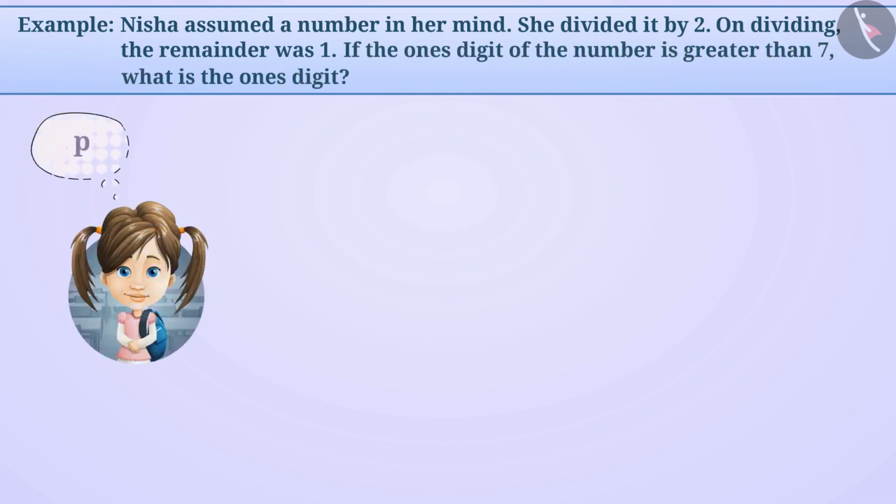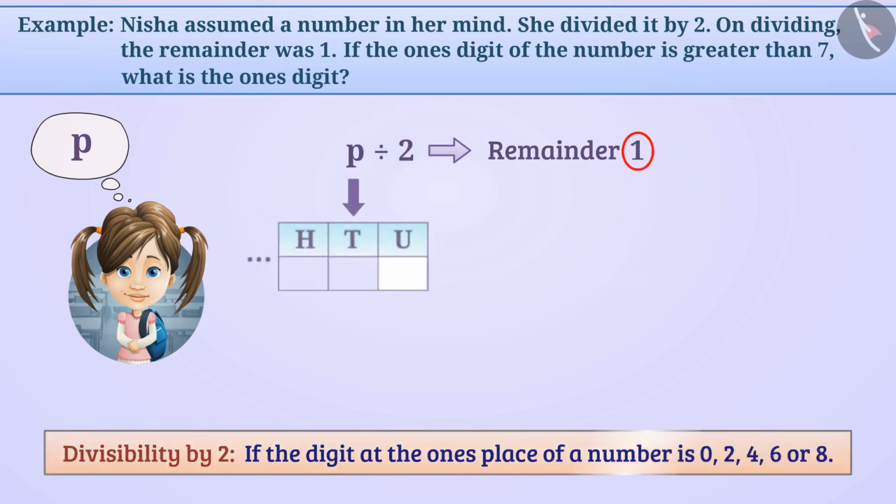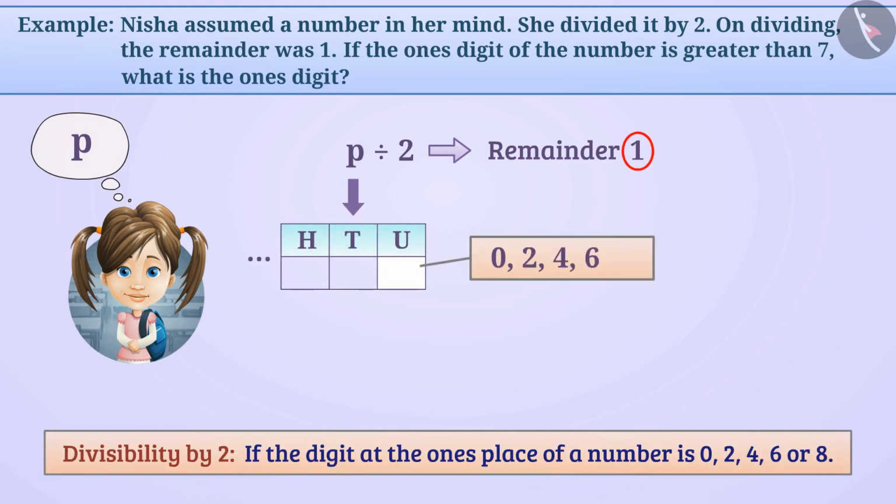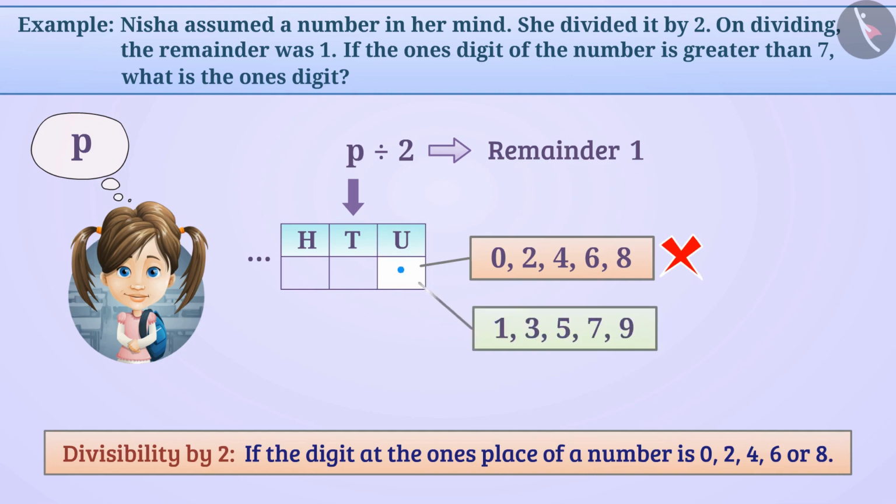Suppose Nisha took the number p in her mind. The remainder obtained from the division p divided by 2 is 1, which means that 2 does not divide p completely. From the divisibility rule for 2, we can say that 0, 2, 4, 6 or 8 cannot be at the ones digit of p. This means that 1, 3, 5, 7 or 9 can be at the ones place of p, but we are given another restriction that the ones digit of p is greater than 7. We know that a digit greater than 7 can be 8 or 9, but since 8 cannot be present at the ones digit, we can say that the ones digit of p will be 9.